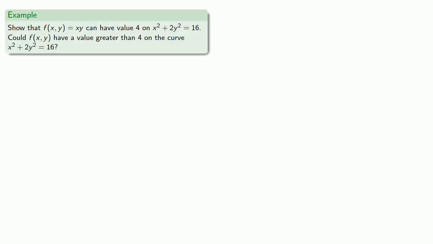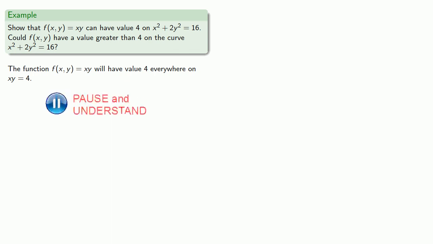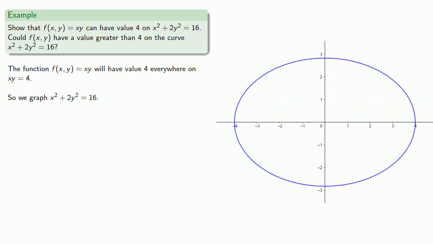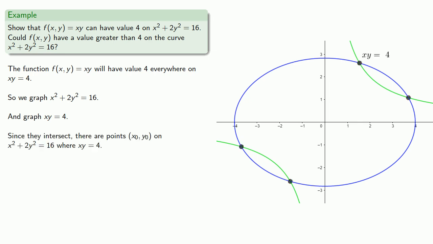For example, suppose we want to show that f of x y equals x y can have value 4 on x squared plus 2y squared equals 16, and could f of x y have a value greater than 4 on the curve? So let's think about this. The function f of x y equals x y will have value 4 everywhere on x y equal to 4. So we graph x squared plus 2y squared equals 16, and also graph x y equal to 4. And since they intersect at several points, there are points on x squared plus 2y squared equals 16 where the product is equal to 4.